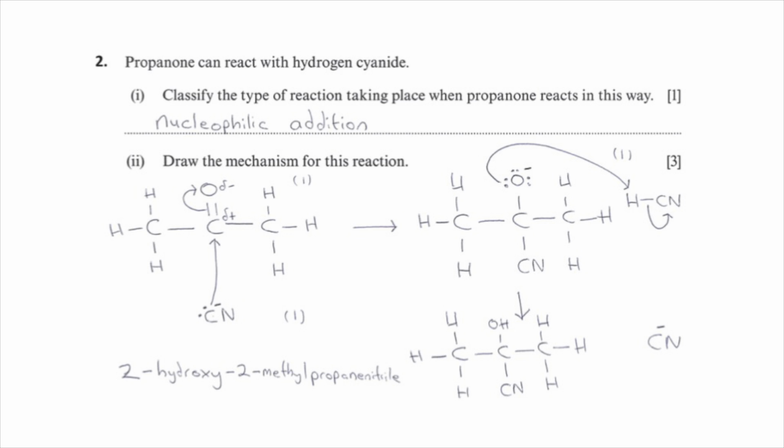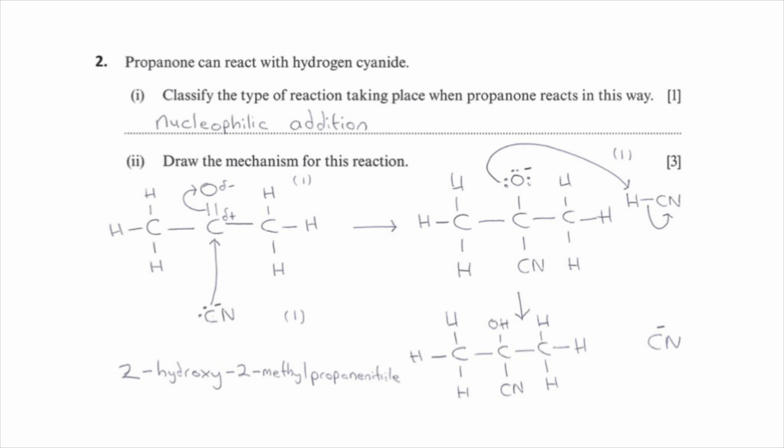So now let's go for the answers to question 2. The type of reaction taking place is nucleophilic addition, and you get 1 mark for that. And then you have to draw the mechanism. So I draw propanone out, CH3 bonded to a C double bond O next to a CH3. I'm going to put the delta plus on the carbon and the delta minus on the oxygen. Then I draw my nucleophile, CN minus. A lone pair of electrons from the nucleophile attacks the delta plus carbon. This causes the double bond to break, so I draw an arrow from the double bond to the oxygen.